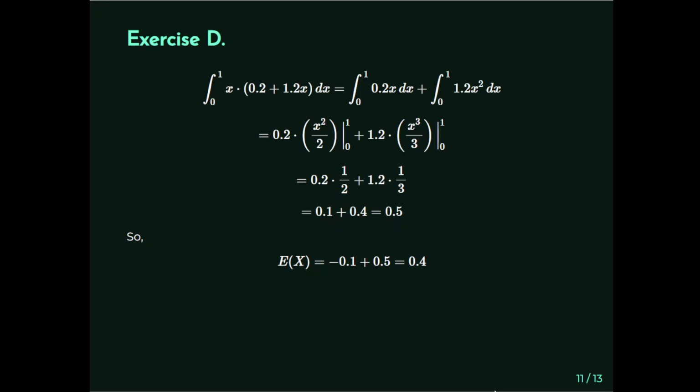And what we will do now is add them both together to get our expected value, which is minus 0.1 plus 0.5, and that is equal to 0.4. And that is it. That's us done.